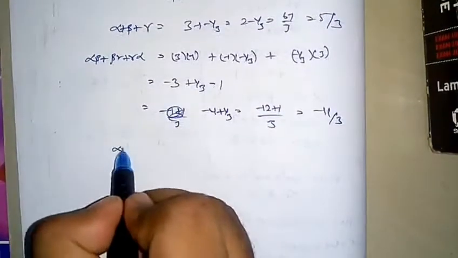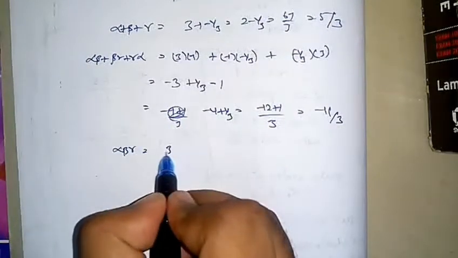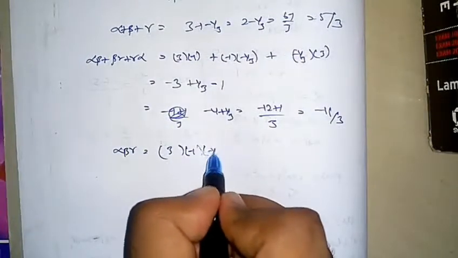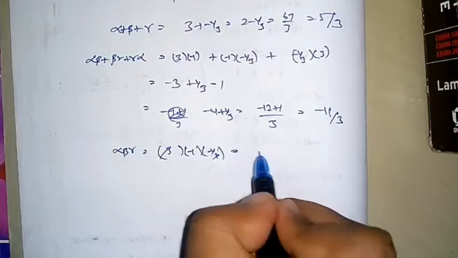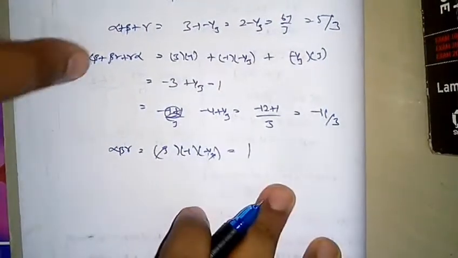Now alpha beta gamma, the product of the roots, is equal to 3 into minus 1 into minus 1 by 3. The 3 gets cancelled, and it is equal to 1. So the product of the roots is 1.